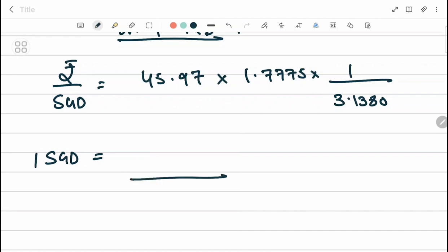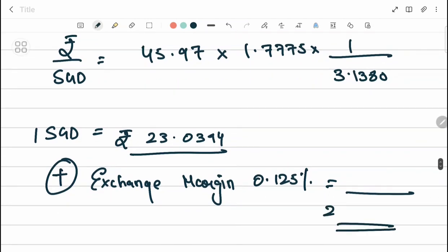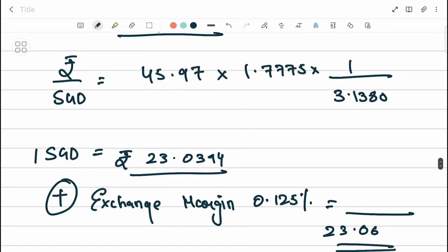Calculate this. This comes to 23.0394. But this is not your final answer. Please do not make this mistake. This is 1 SGD is equal to rupee. You have to add the exchange margin. The exchange margin that the bank will retain, which is 0.125%, which comes up to how much? Plus 5%. The final answer comes to 23.06. Wait, there is some mistake here.